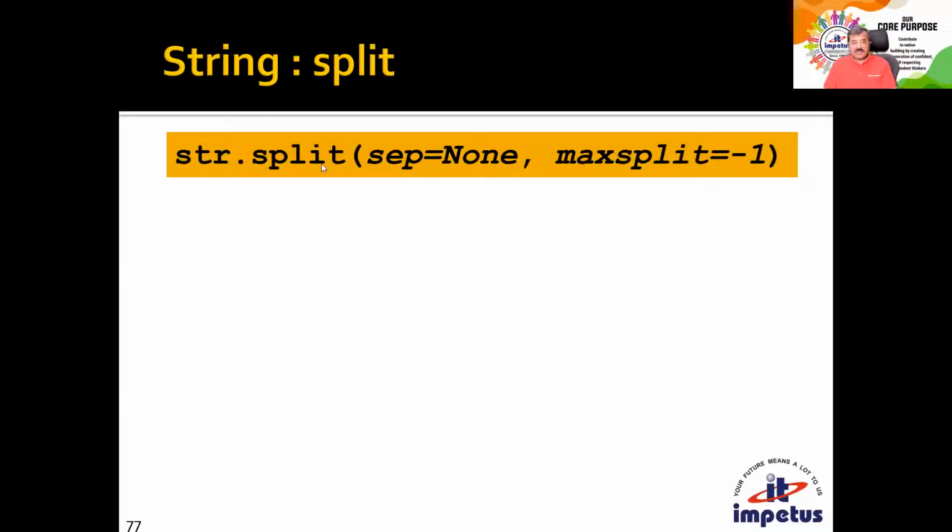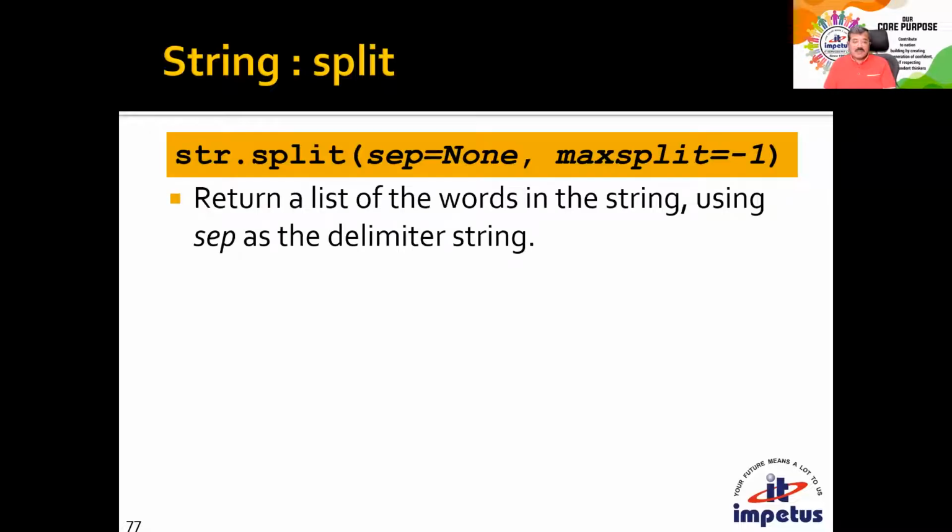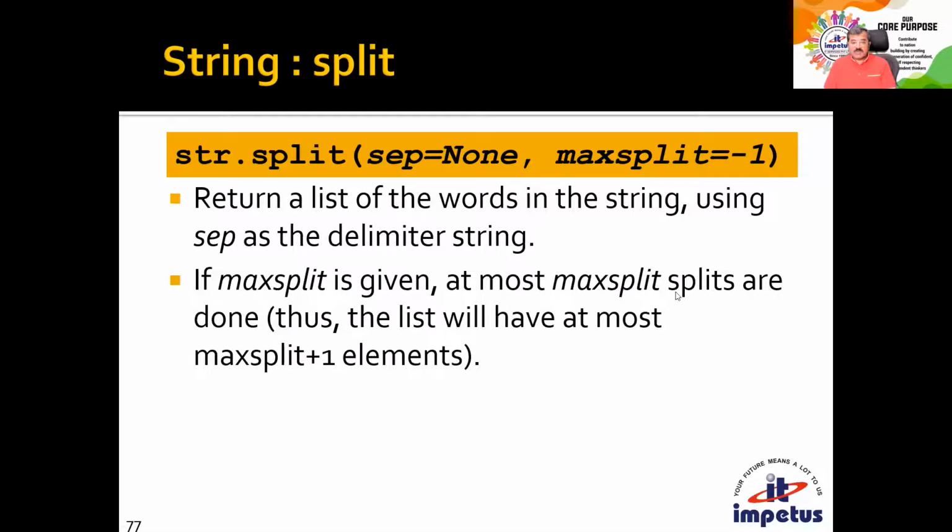It says separator is None, maxsplit is equal to -1. Separator None means, what is the basis for splitting the string? When it says None, that means space is the basis for splitting a string. Maxsplit -1 means, do as many splits as you can. It says it returns a list of words in the string using the separator as a delimiting string. I have not given any delimiting string. If maxsplit is given, at most maxsplit splits are done, so the list will have at most maxsplit plus one elements.